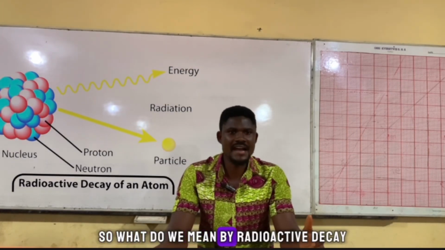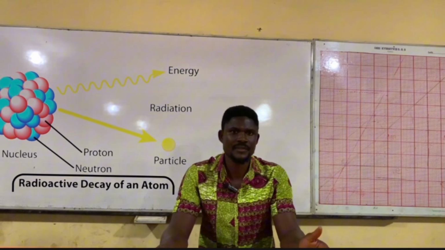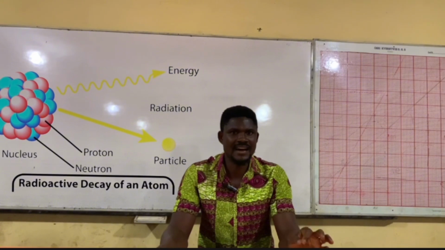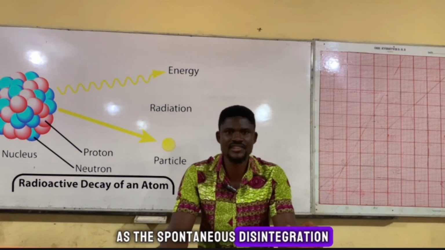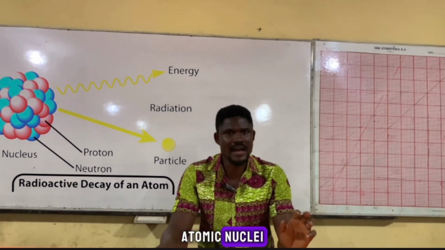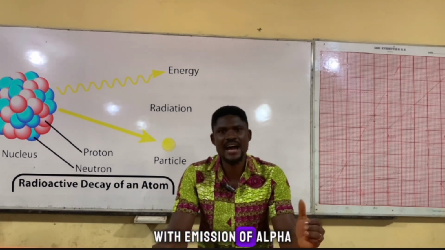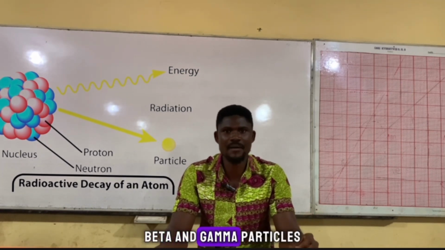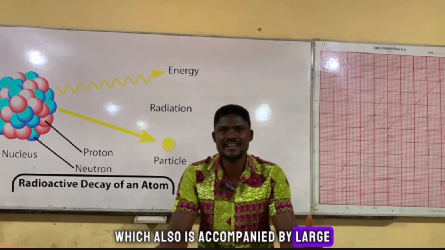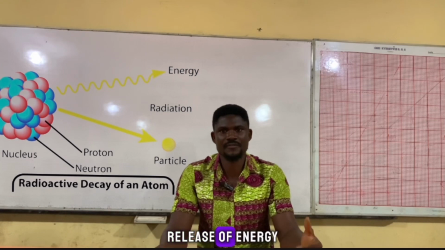So, what do we mean by radioactive decay? Radioactive decay is simply defined as the spontaneous disintegration of unstable atomic nuclei with emission of alpha, beta, and gamma particles, which is also accompanied by a large release of energy.